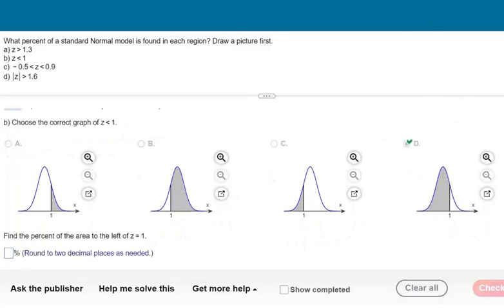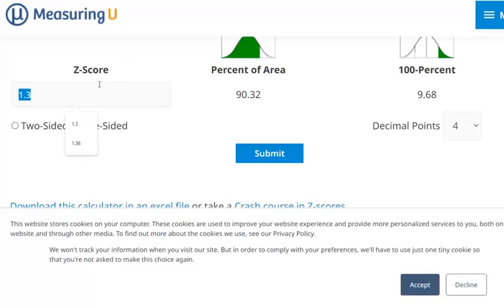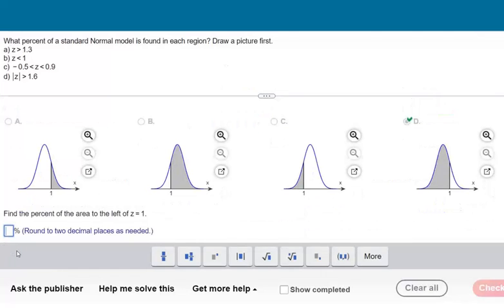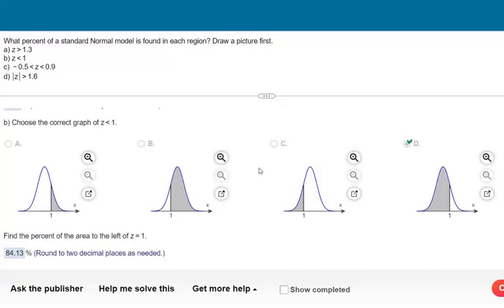And then for a percent, I'll use that same website. Z equals 1, to the left, that's 84.13%. You get the same thing if you were to look this up in the table in the appendix of the textbook.